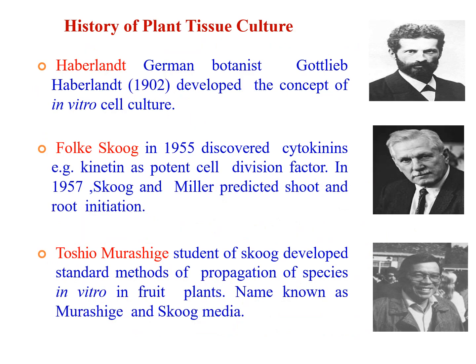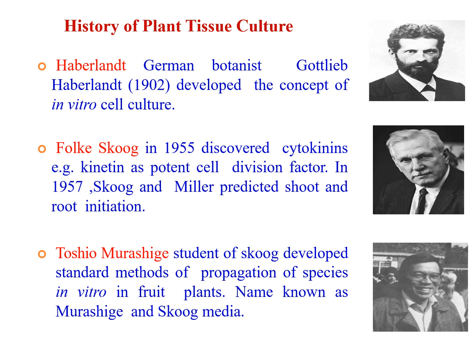As far as the history of plant tissue culture is concerned, the first man is the German, Haberlandt. He developed the concept of in vitro cell culture in the year 1902. Then in 1955, Skoog discovered cytokinin, for example kinetin, and he came to know its potential to do cell division.